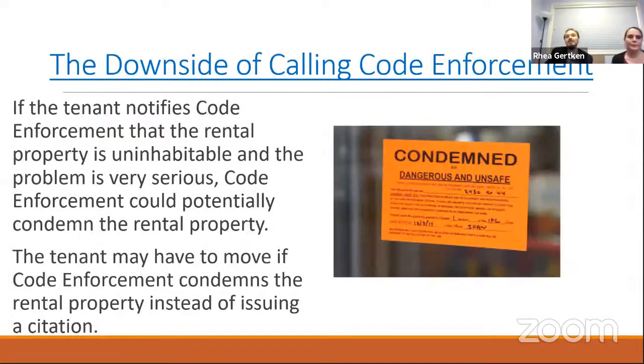And the downside of calling code enforcement is that if your apartment is in fact uninhabitable and the problem is very serious, then code enforcement can condemn the rental property, in which case you would have to move out anyway. Wait, isn't code enforcement's purpose to help me as the tenant? No, code enforcement exists to ensure that all of the buildings are up to the building code. And unfortunately, the people living in the building can't live there if the building is not up to code. So it's one of those situations where it will hurt your landlord, but also it can hurt you if the problem is bad enough that code enforcement actually condemns the rental property instead of issuing a citation. Often they do just issue a citation, but you always want to be aware of that possibility.